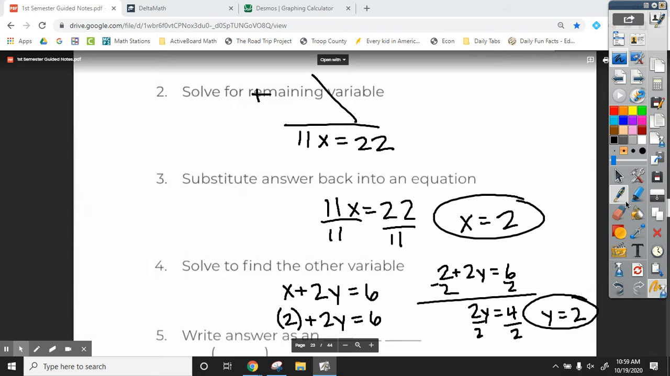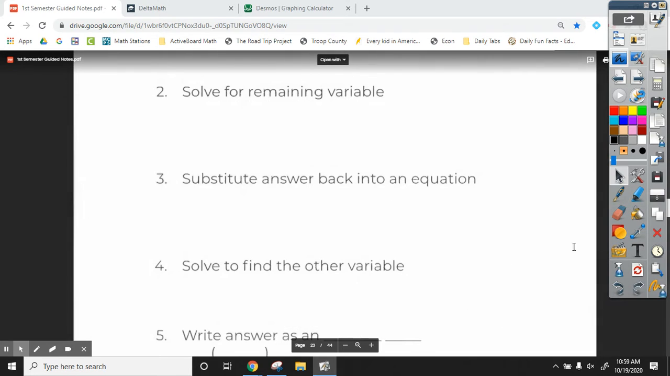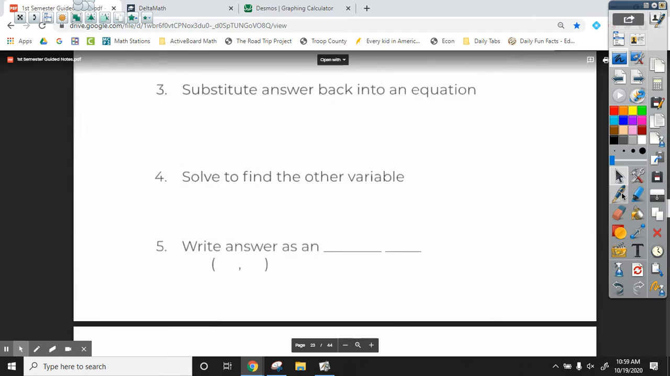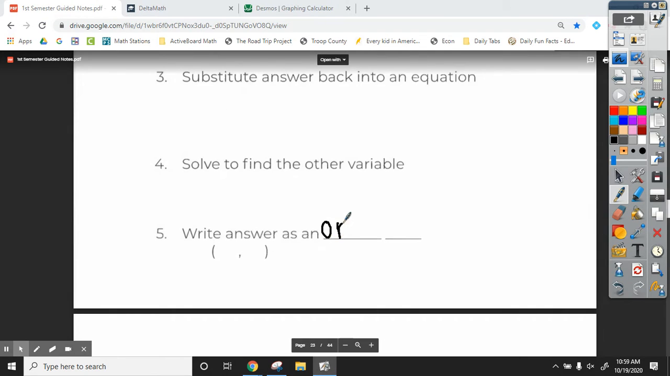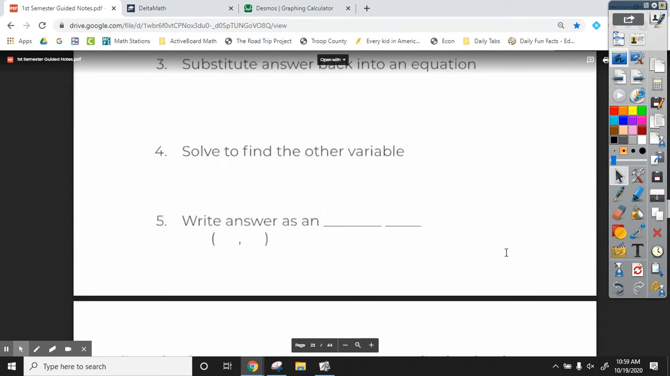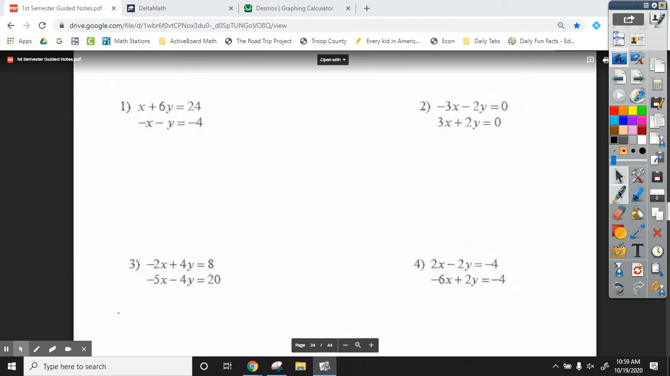So now we know that x is 2 and y is 2. So we always write our answer as an ordered pair, just like we would if we graphed them. So x was 2 and y was 2. So on the back, we have some examples.